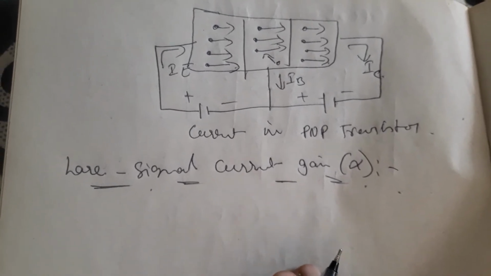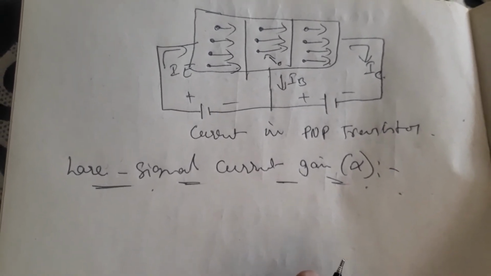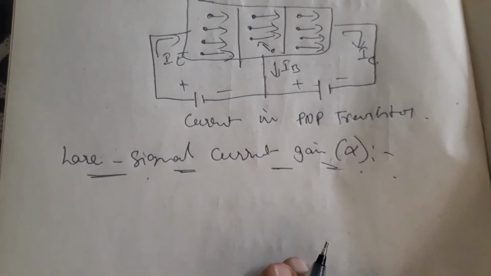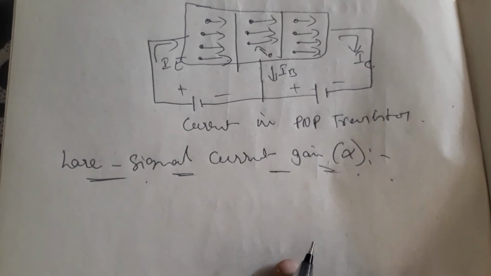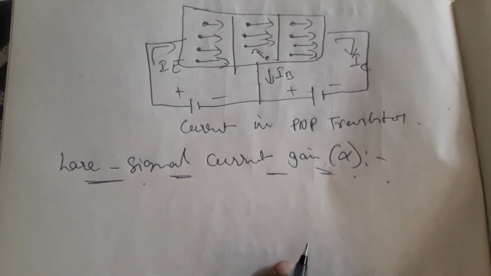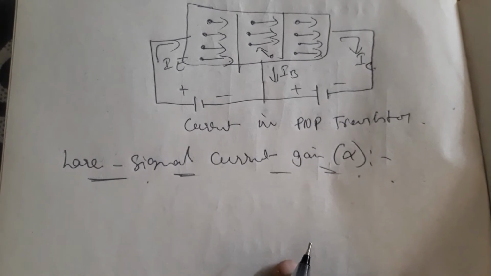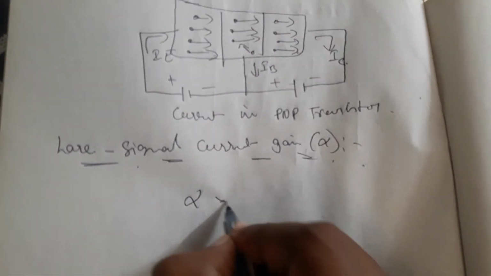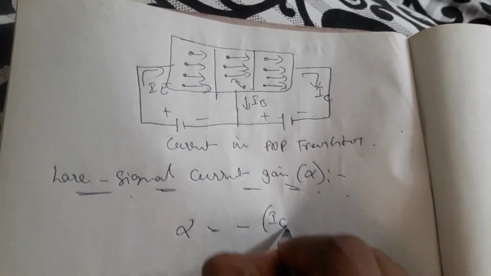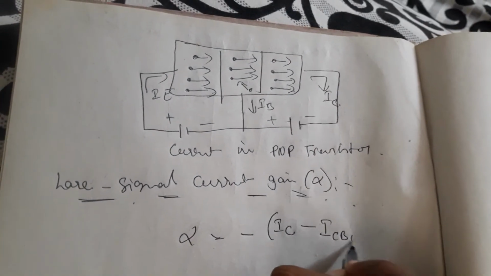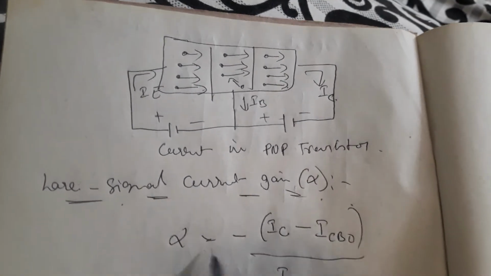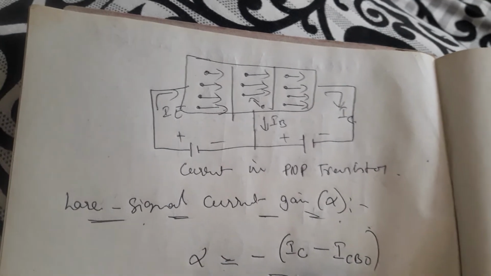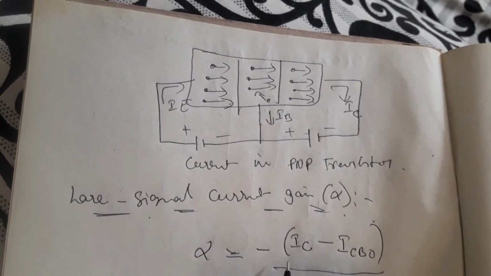The large signal current gain alpha of a common base transistor is defined as the ratio of the negative of the collector current increment to the emitter current change from cutoff to IE. Alpha equals minus of IC minus ICB naught by IE minus 0, where cutoff means IE equal to 0.